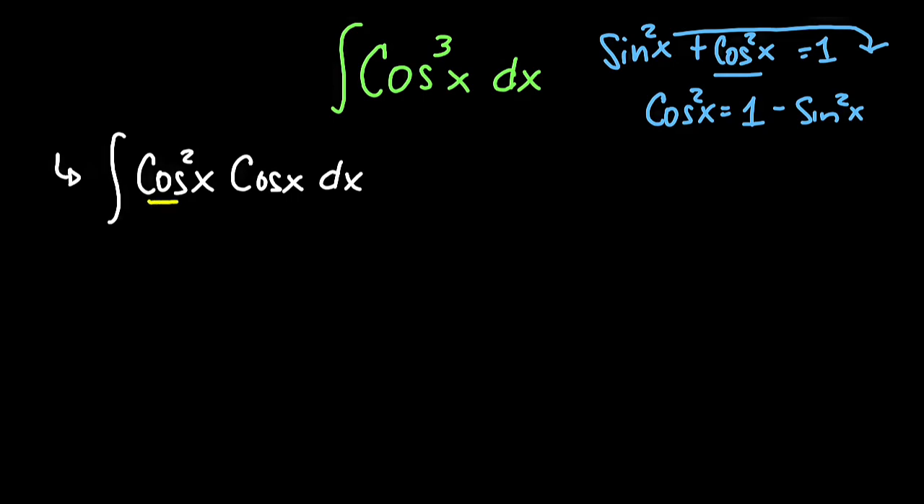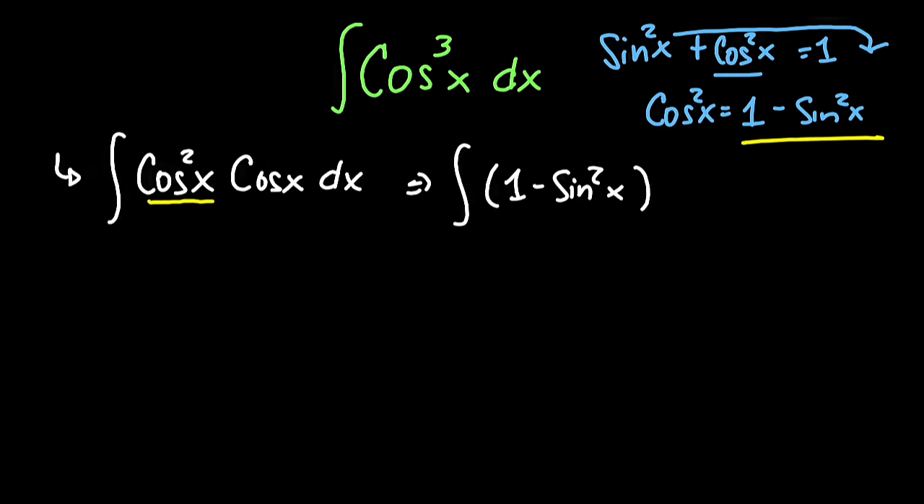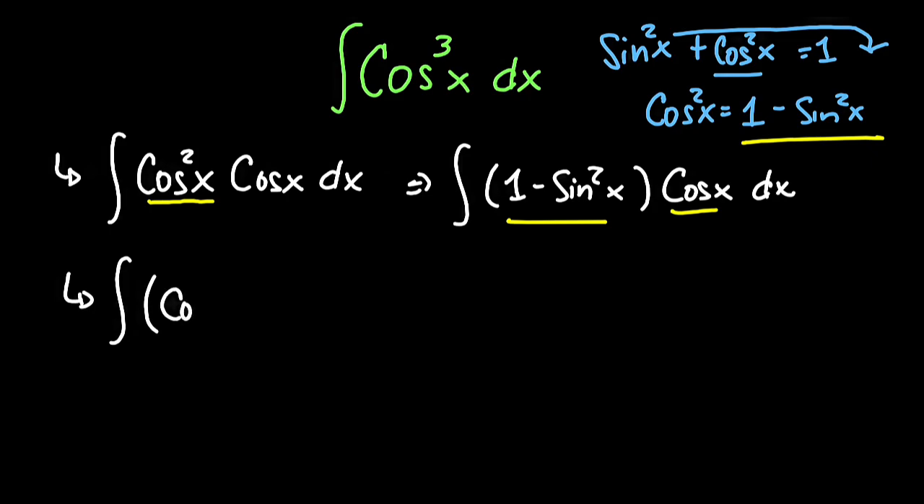Now that we have that, transform this into its identity. This would be the integral of 1 minus sine squared of x multiplied by the rest here, which is cosine of x dx. Next step would be to distribute cosine of x inside the parentheses. This would be 1 multiplied by cosine of x is simply cosine of x minus sine squared of x multiplied by cosine of x dx.